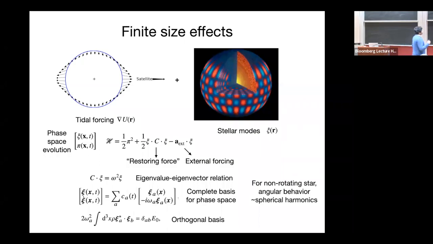And again, since it's a non-rotating neutron star, the problem has rotational symmetry about all axes. So you can expect that the angular behavior of these modes is just some spherical harmonics multiplied by some radial function. So these modes are usually indexed by three numbers: two numbers describing the angular behavior, and one describing the number of radial nodes.